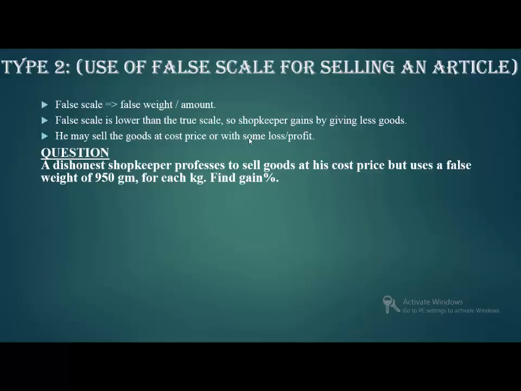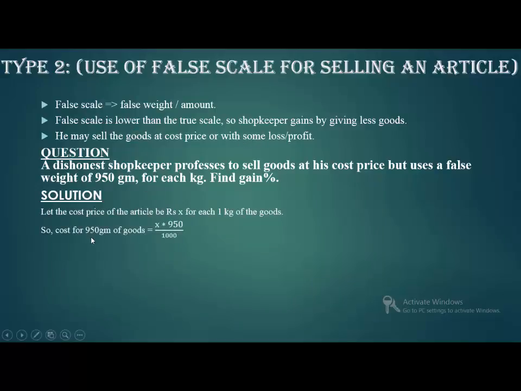So a dishonest shopkeeper professes to sell goods at his cost price but uses a false weight of 950 gram for each kg. We have to find his gain percentage. Let us assume the cost price of the article to be rupees X for each 1 kg of the goods. The cost for 950 gram of goods will be X into 950 by 1000.